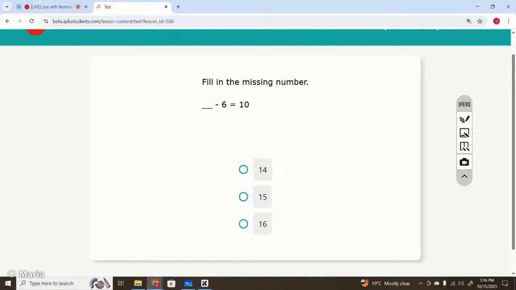Fill in the missing number. The missing number minus 6 equals 10. Sixteen minus 6 equals 10. Option number 4 is the correct option.